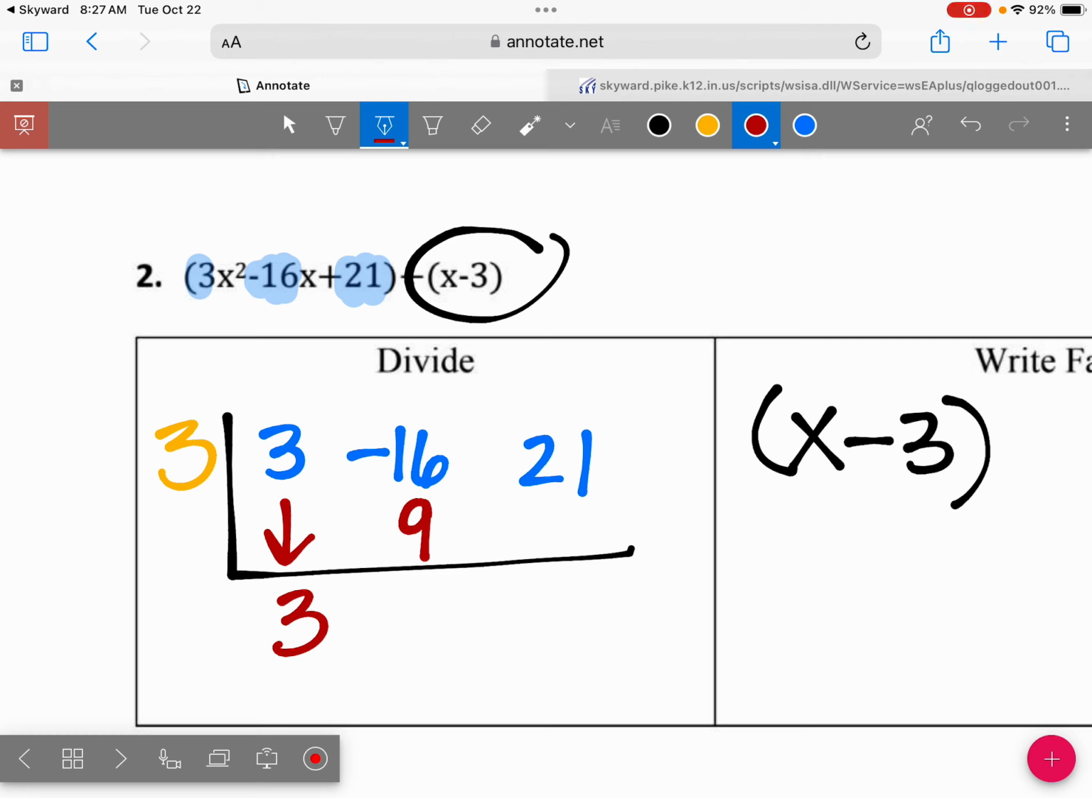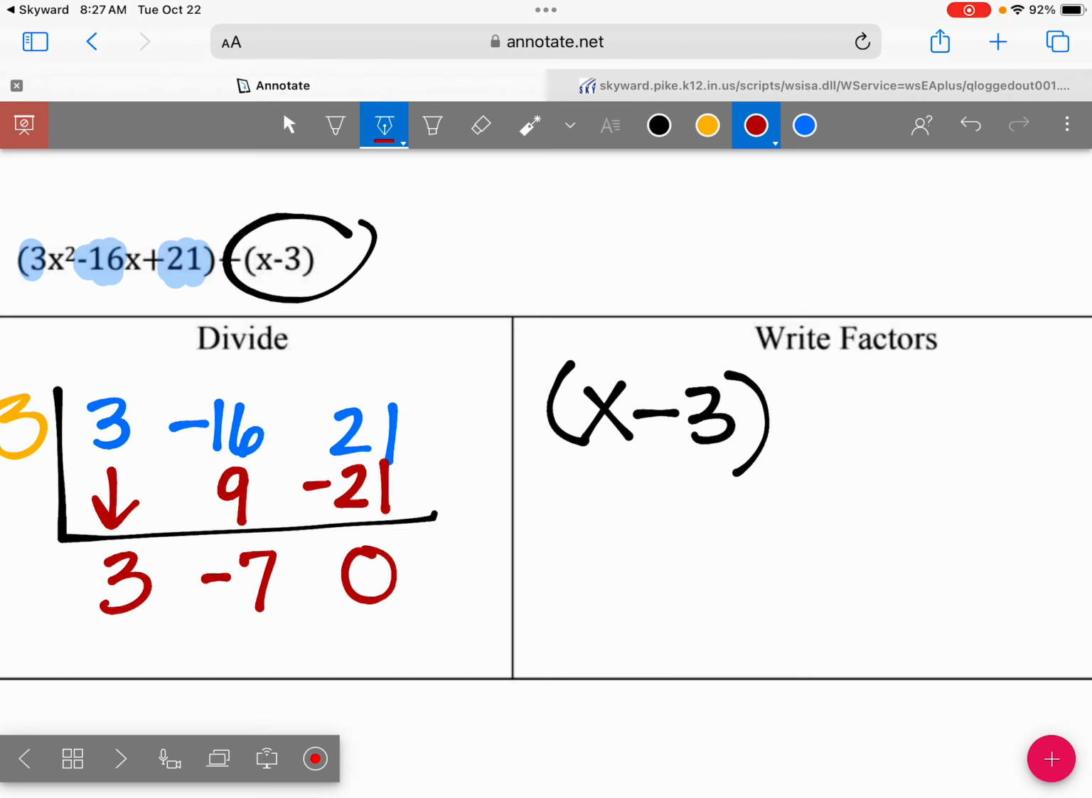When you pick up your calculator and add negative 16 plus 9, what did you get? Negative 7. Now you're going to take that negative 7 and multiply it by 3. Negative 21, and we ended with a 0, so we know we did it right. So that means that my second factor has a 3 and a negative 7 in there.